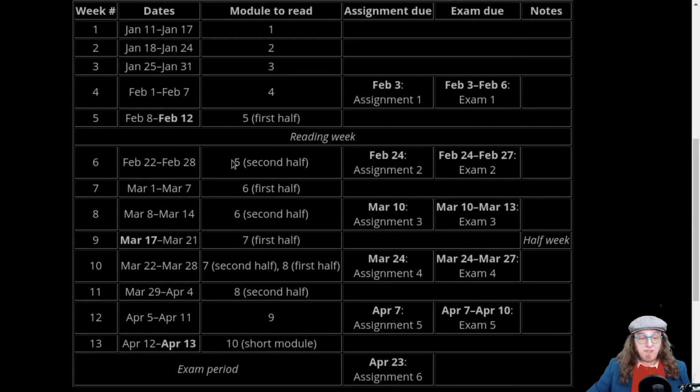CS442 Week 6, let's take a look at the schedule. Here we are, Week 6. You should finish off Module 5 this week, so that's finishing off functional programming using Haskell as an exemplar.